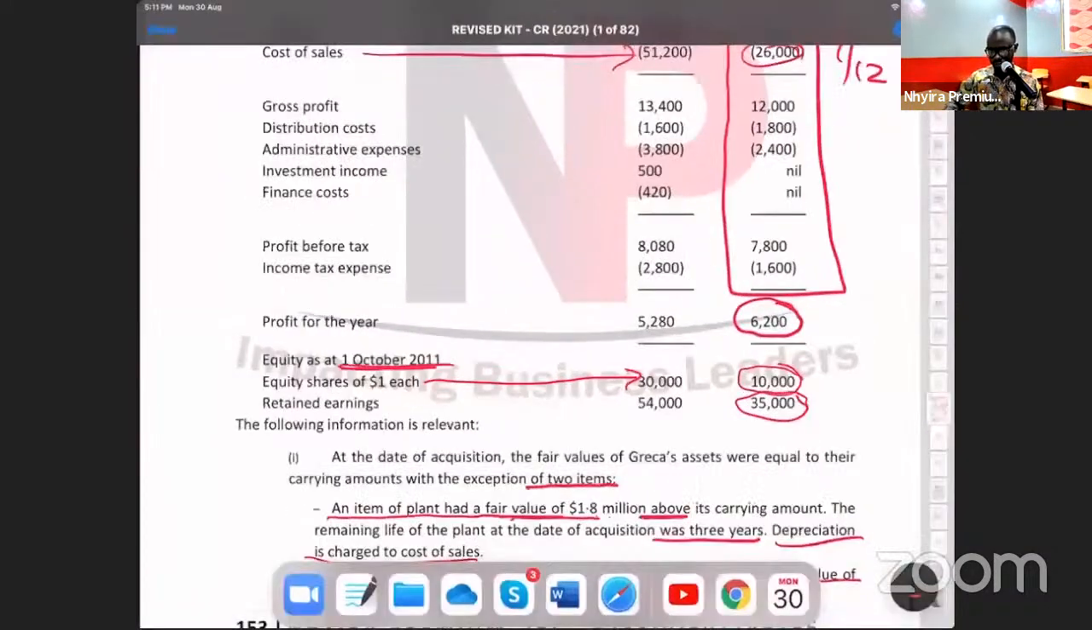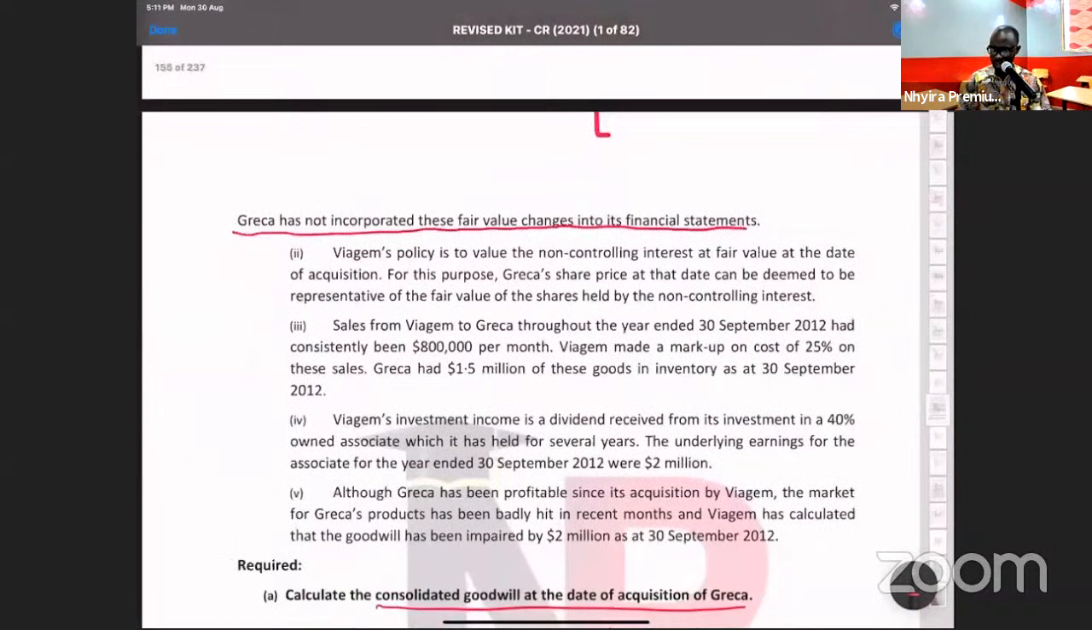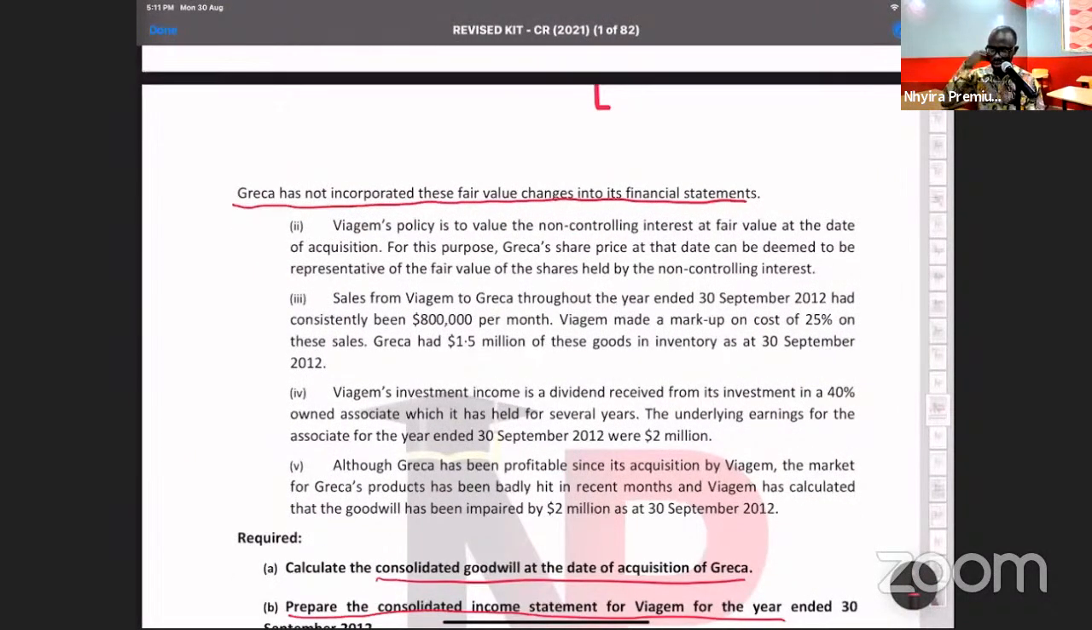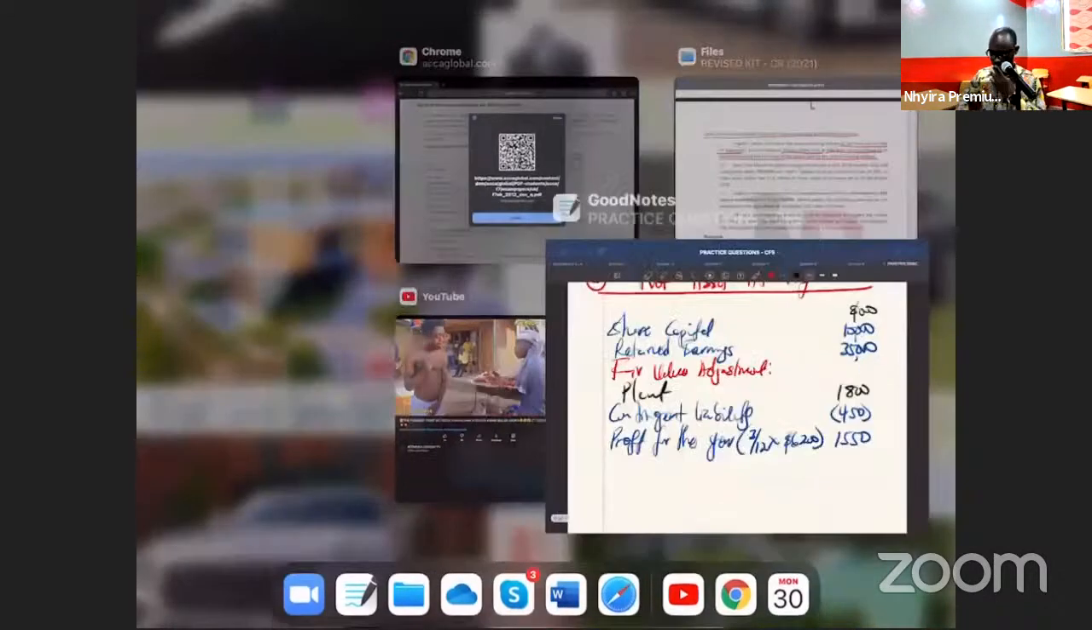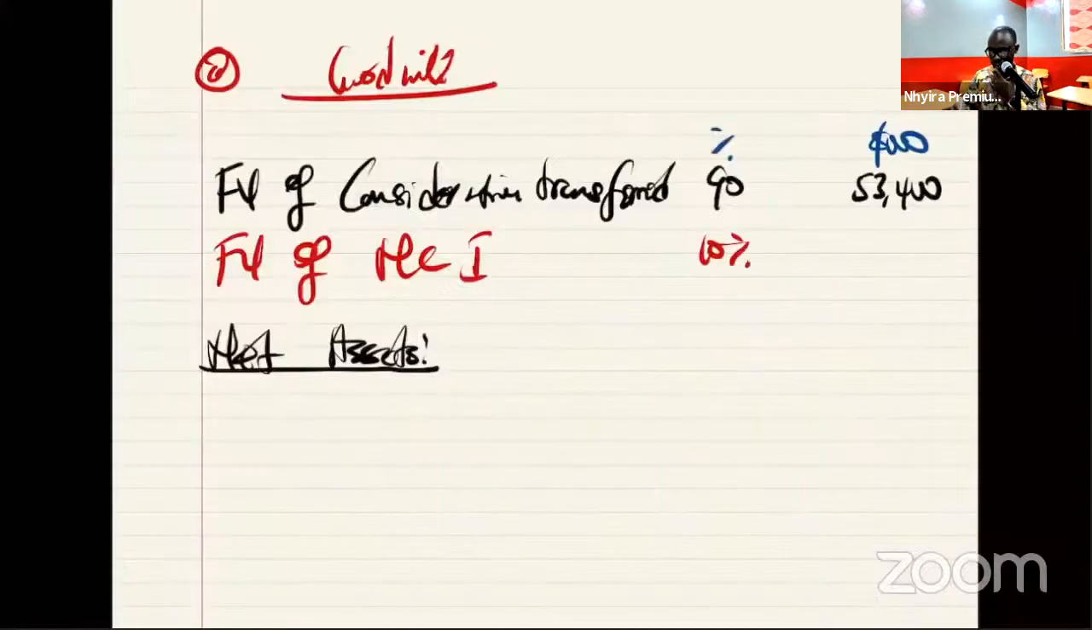Let's go. Note 2. Viagem's policy is to value the non-controlling interest at fair value at the date of acquisition. Okay, that's good. For this purpose, Greece's share price at that date can be deemed to be representative of the fair value of the shares held by the non-controlling interest. Okay. So what do we do? Let's go back to our goodwill presentation, and then let's bring up the item about fair value of NCI.